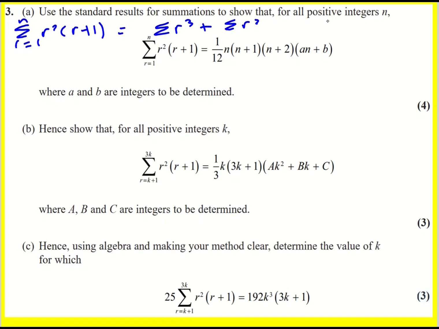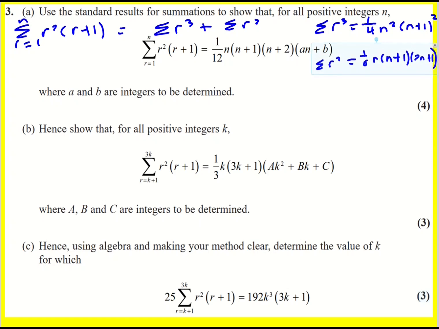Now, the sum of r cubed, it's actually the square of the sum of r, which is a half n plus 1. So this becomes a quarter n squared (n plus 1) squared. And then the sum of r squared is 1/6 n plus 1 times 2n plus 1. Let's try that one more time. Okay, so I can apply that here. I'm going to get a quarter n squared (n plus 1) squared plus 1/6 n.